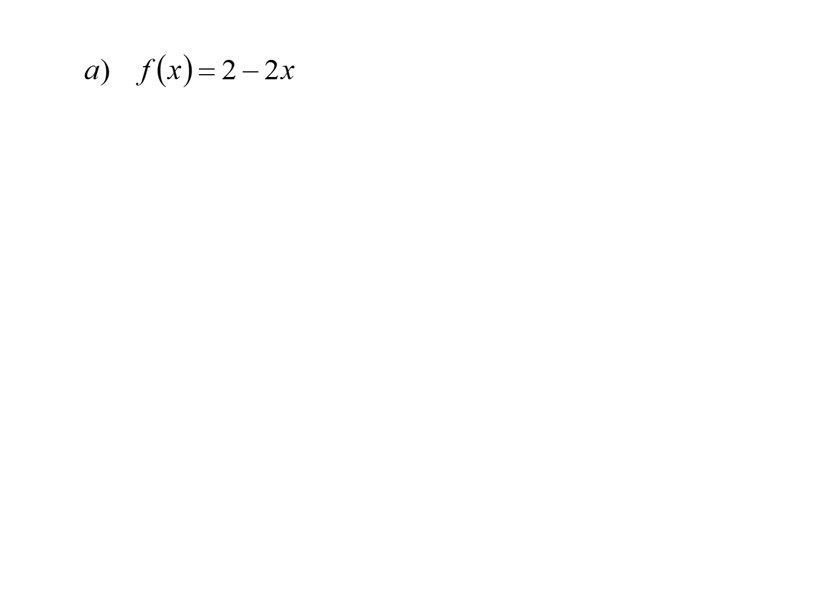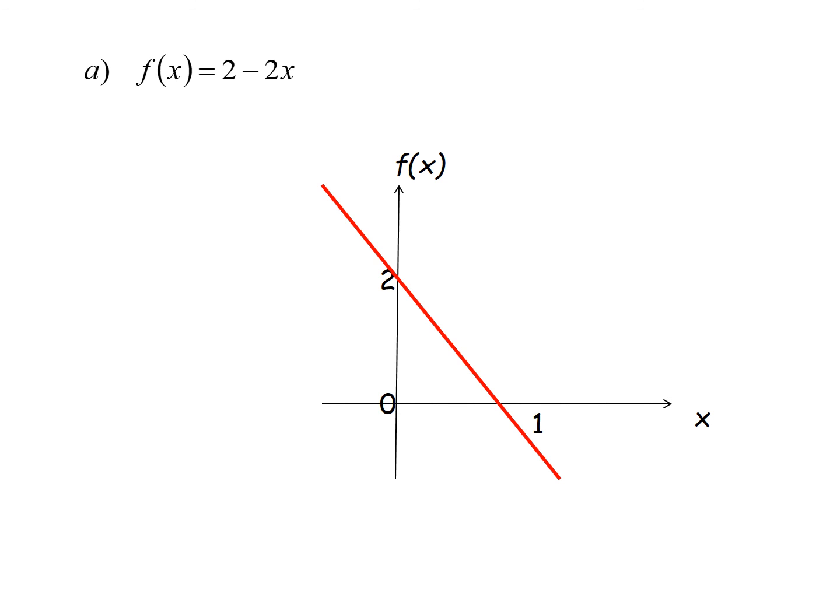Let's look at equation A. f(x) equals 2 minus 2x. This is a linear function. Since m is less than 0, which is m equals negative 2, it's moving down, and the y-intercept is 2. So we draw the linear line moving down with y-intercept 2. So this is the graph of f(x) equals 2 minus 2x.